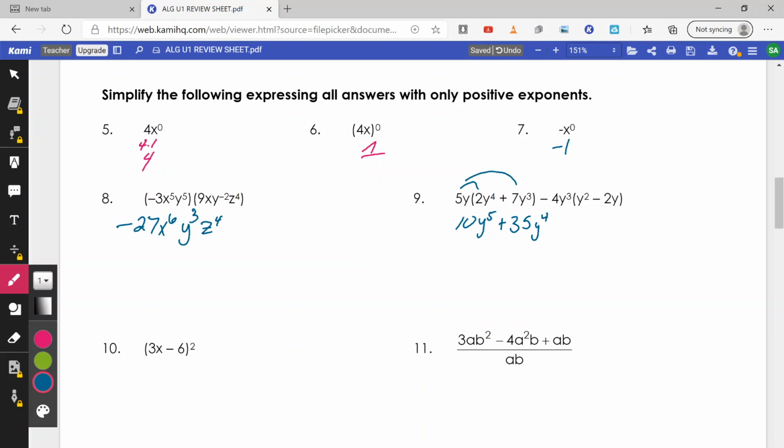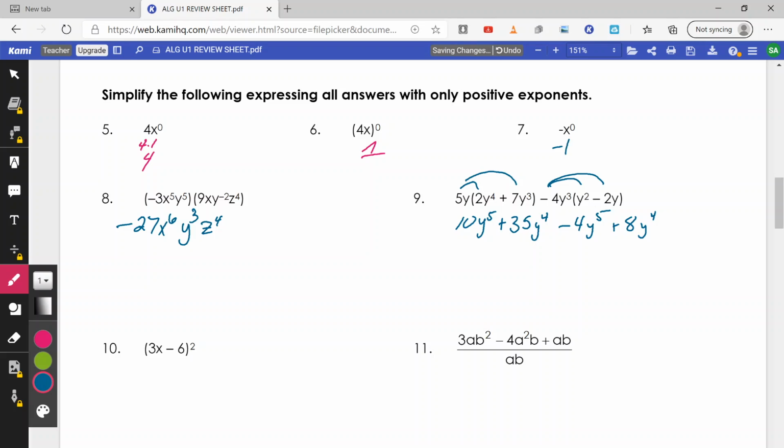And now we are multiplying, so we have a negative 4y cubed times y squared, so minus 4, and then add our exponents, y to the 5th. And then negative 4y cubed times negative 2y, so negative 4 times negative 2 gives me a positive 8. y cubed times y to the 4th.